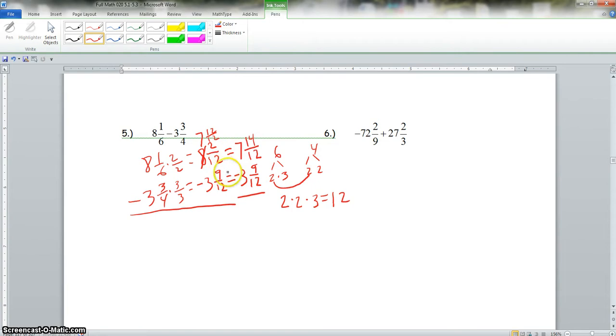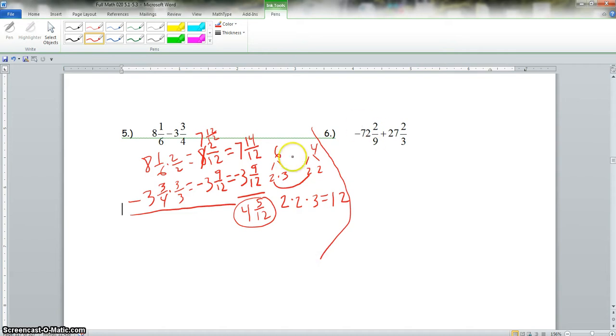Now, if you cannot remember that, there's another way of doing this. You still will borrow 1 from the 8 and make it 7. But to find out your numerator here, you could take the denominator and add the numerator. Again, you could take the denominator and add the numerator. 12 plus 2 is 14. So now we have 7 and 14/12 minus 3 and 9/12. 7 minus 3 is 4. And 14 minus 9 is 5. And our denominator stays 12. So that is our final answer for problem number 5.